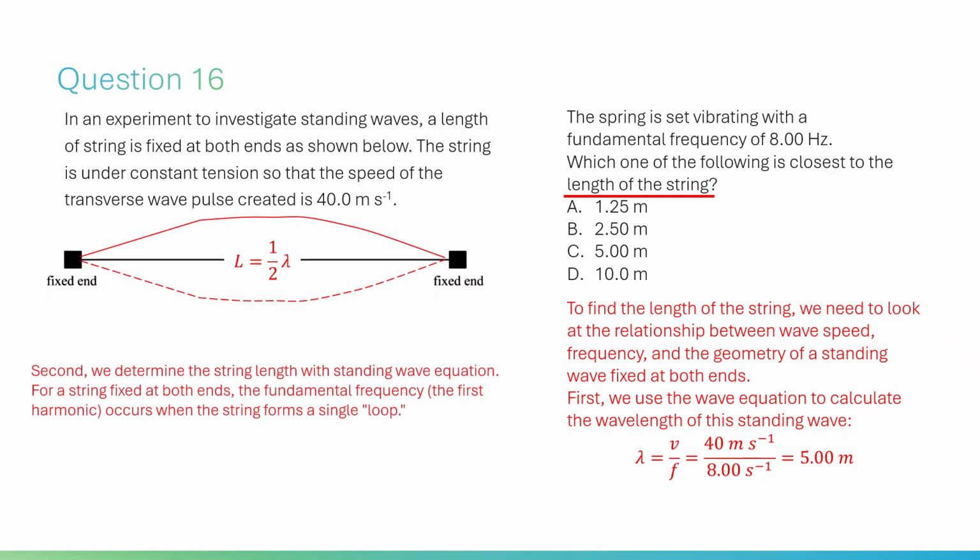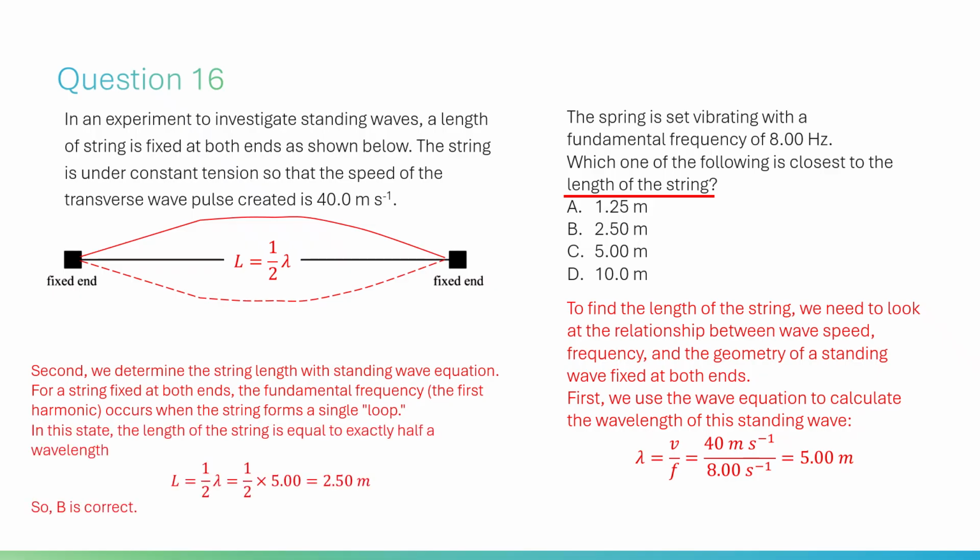For a string fixed at both ends, the fundamental frequency, the first harmonic, occurs when the string forms a single loop. In this state, the length of the string is equal to exactly half a wavelength. So, B is correct.